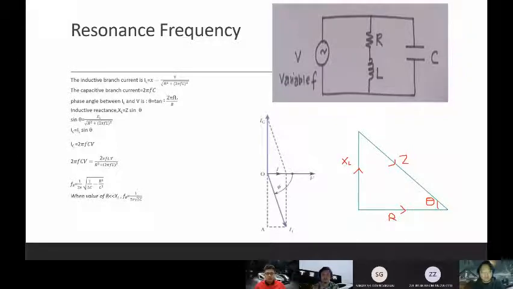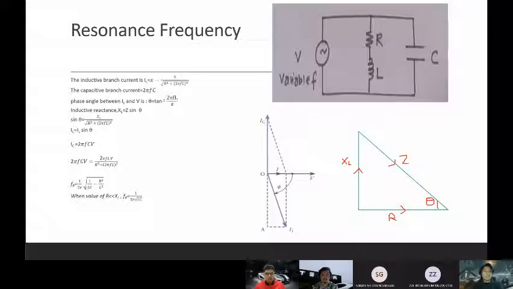From our graph below, we can get the inductive reactance formula, which is XL equals Z sine theta. So we work it out, and we get sine theta equals XL over square root of R square plus (2 pi F L) square. Next we have to find the IC. From the graph below, IC equals IL sine theta. So we know that IC is 2 pi F C V.